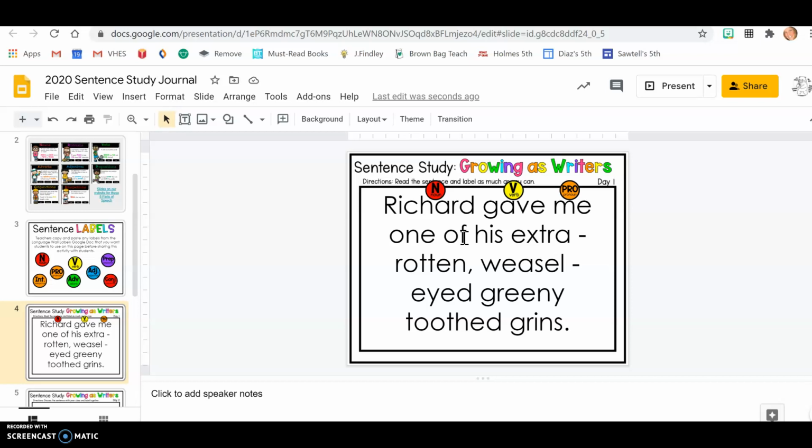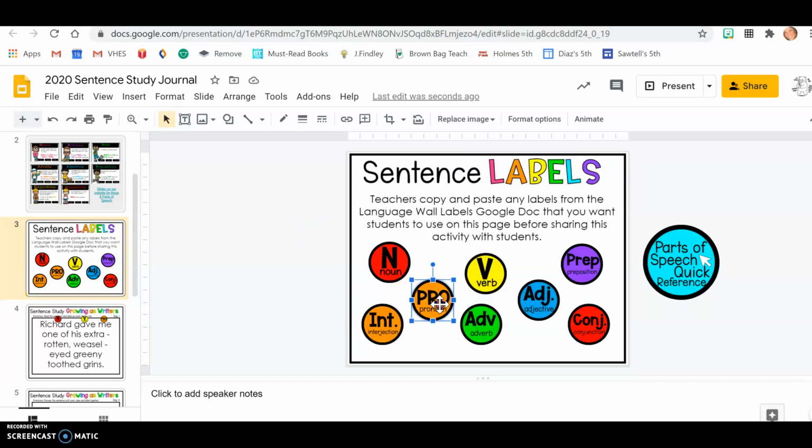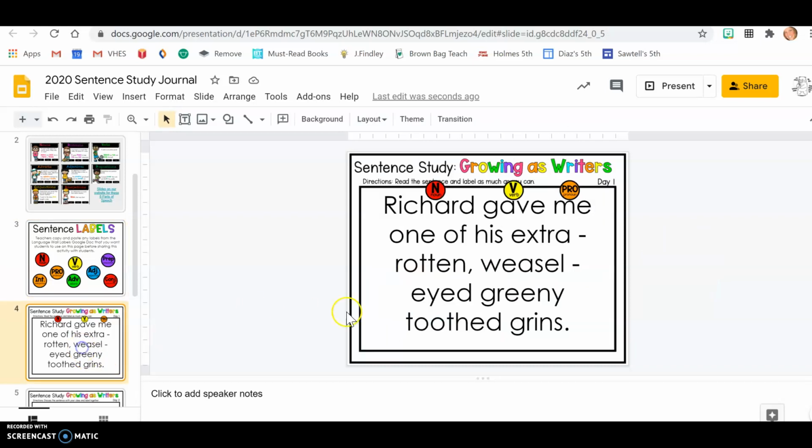I don't think that's anything either. Richard gave me one of his. Ooh, his is a pronoun because instead of saying Richard gave me one of Richard's extra rotten, his replaces his name. So I know that's a pronoun. Back to my labels, pronoun, Control-C, Control-V. And I'm going to stick my pronoun right here, right above it. All right, two pronouns, a noun, and a verb.